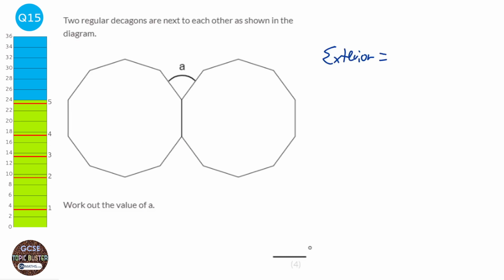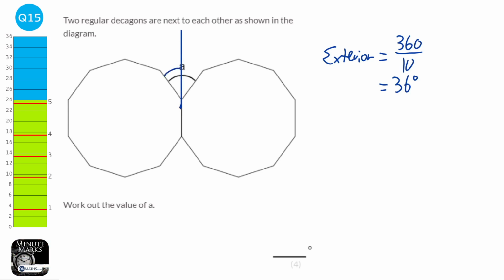To find the exterior angle of any polygon, we do 360 divided by the amount of sides. These are decagons, which means they have 10 sides. So the exterior angles will be 36 degrees. And the exterior angle is just an angle that continues on. You just continue on from the side.